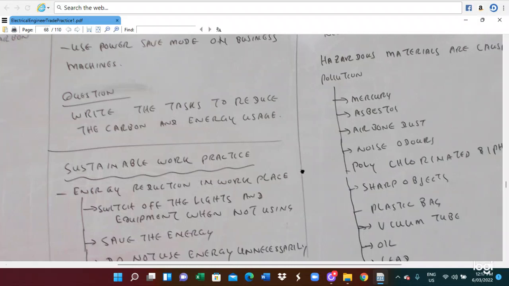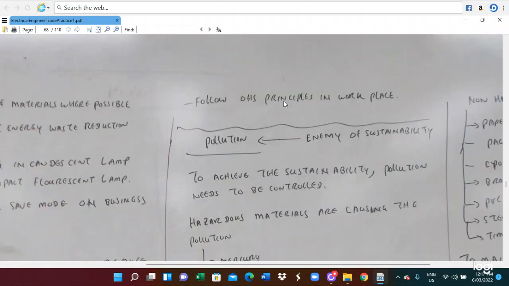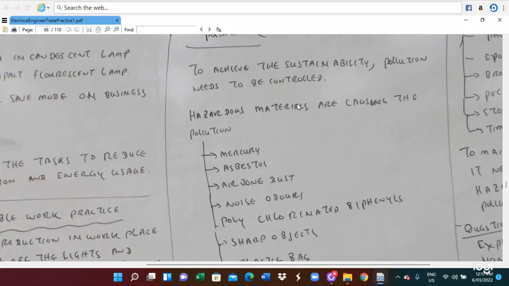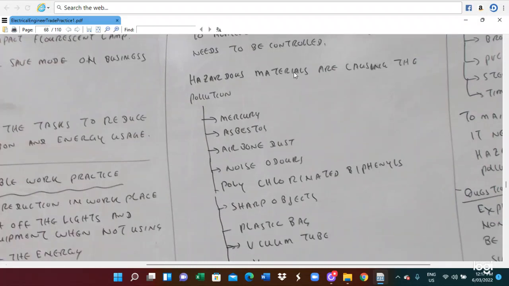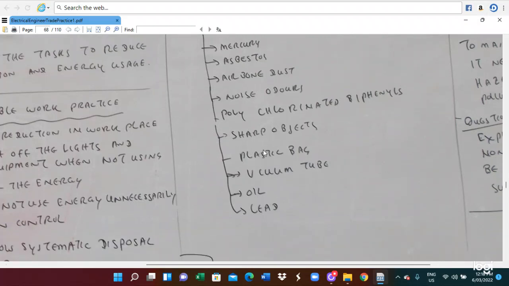So therefore, we also have to know about the appropriate pollution. Energy sustainability is very related to pollution. So we have to follow the occupational health safety principle in the workplace. To achieve the sustainability, pollution needs to be controlled. The hazardous materials causing the pollution are mercury, asbestos, airborne gas, noise, chlorinated benzene, sharp objects, plastic bag, oil, and the rest.